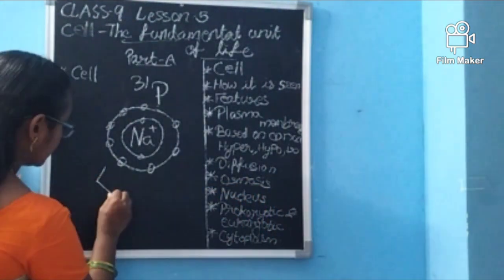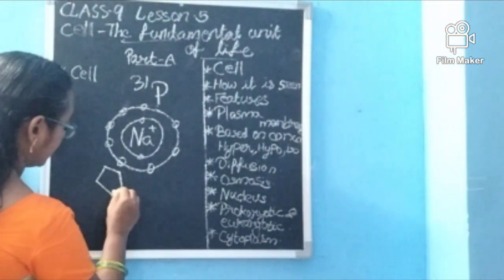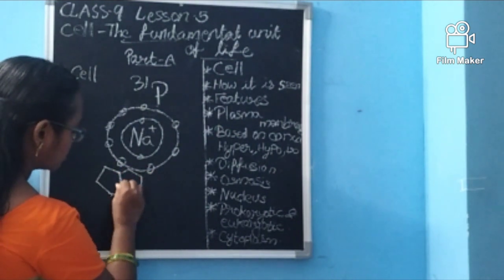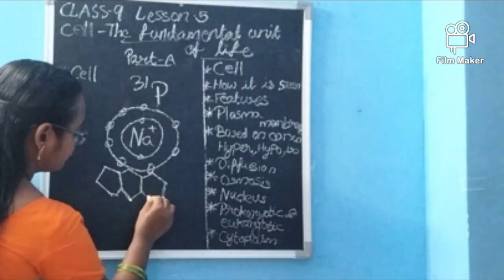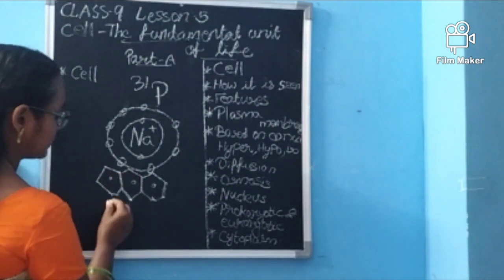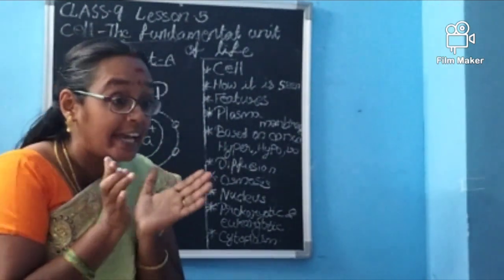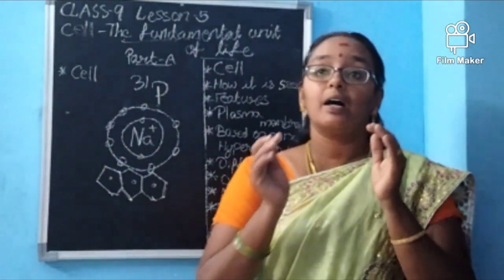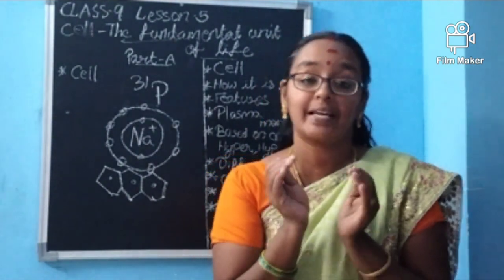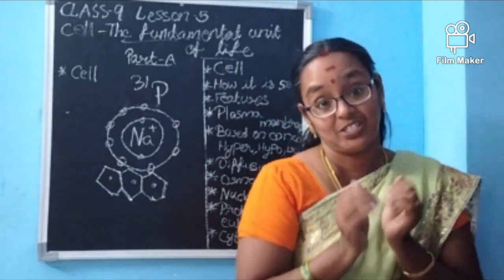It has joined like that. He has seen a honeycomb-like structure. So he has named it cell, which means small packages.